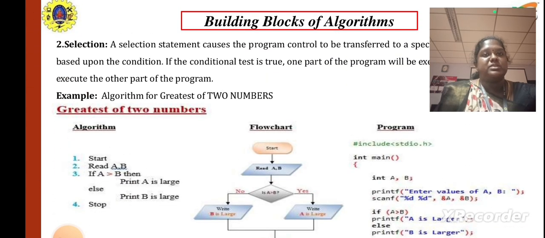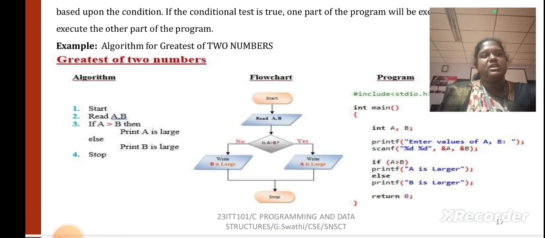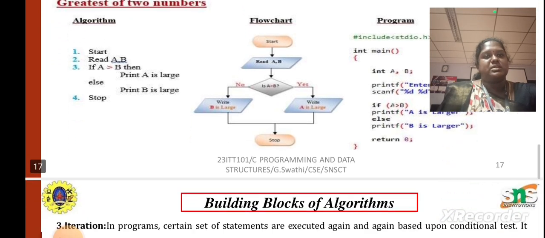Building blocks of algorithm: selection. A selection statement can cause the program control to be transferred to a specific part based upon a condition. If the conditional test is true, one part of the program will be executed. If it is false, the other part of the program is executed. We already saw this in the grade mark statement.